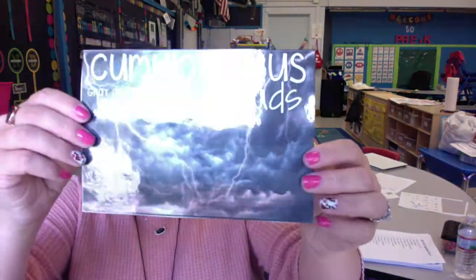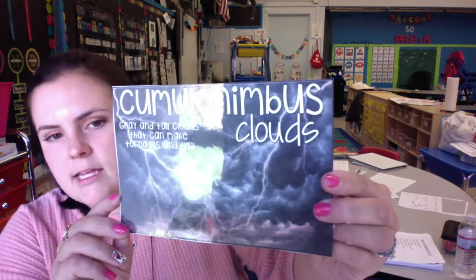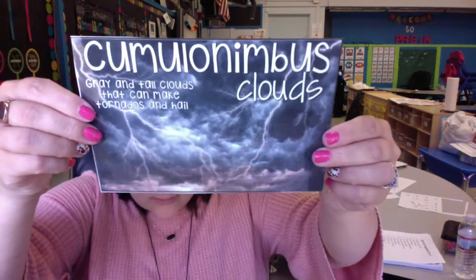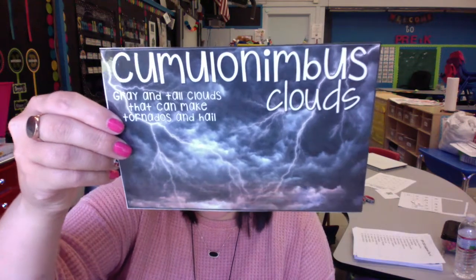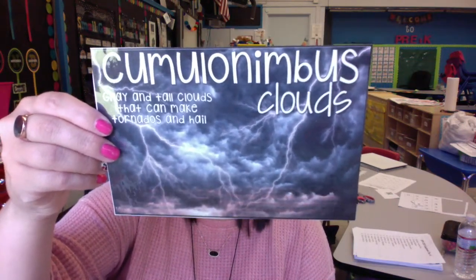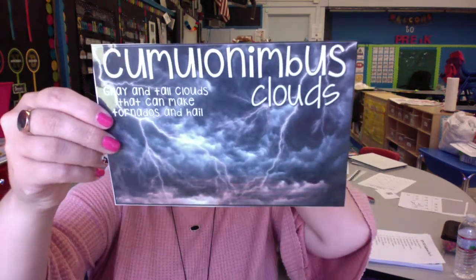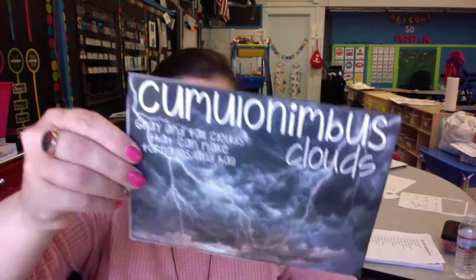The last ones that we learned about were cumulonimbus. These were the gray and tall clouds that make tornadoes and hail. Let me see if y'all can see it. There we go. So cumulonimbus clouds are storm clouds. They're very big and gray, and they usually cause thunder and lightning, or they have thunder and lightning inside of them. So if you see these clouds, you might want to go inside. So those are the 4 clouds that we learned about.